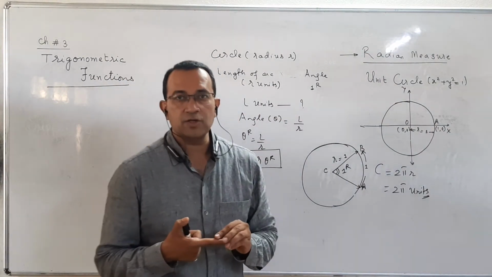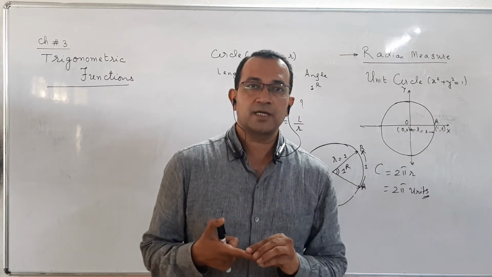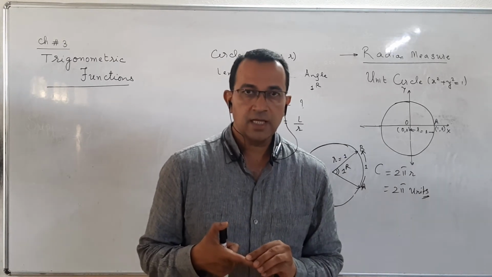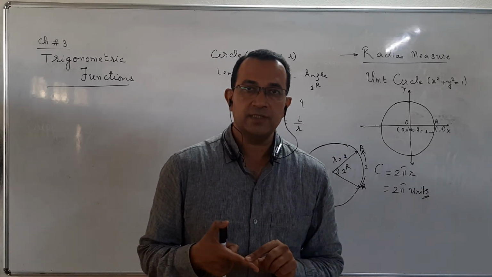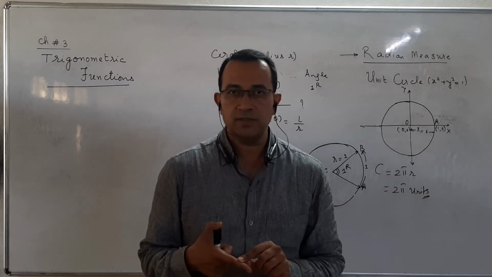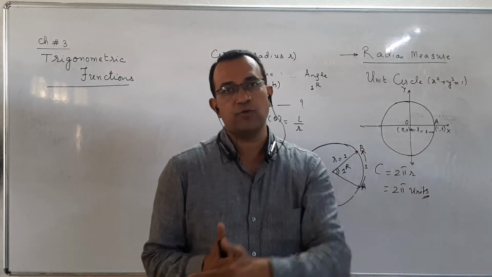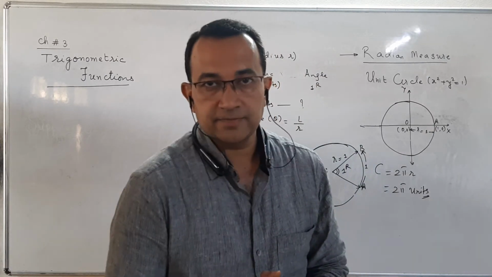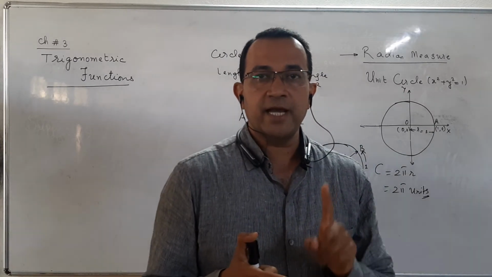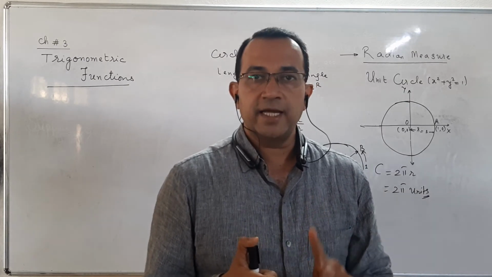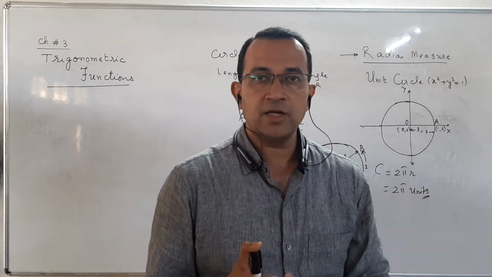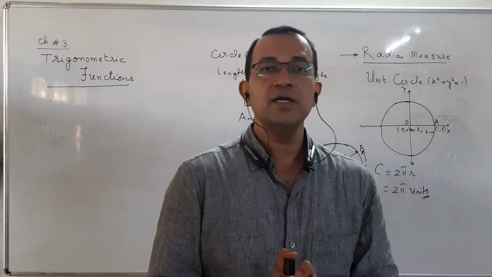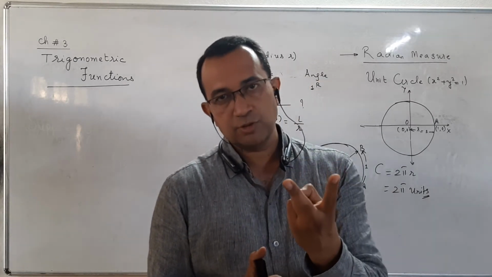First, what is the definition of a unit circle? A circle with center as origin and radius 1 unit is called a unit circle, and the equation of a unit circle is x square plus y square is equal to 1. So this is point number 1. Second, what is 1 radian? The angle subtended by an arc of unit length at the center of a unit circle is of measure 1 radian. This was point number 2.